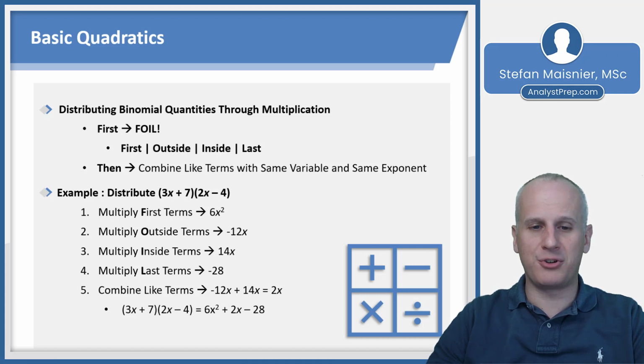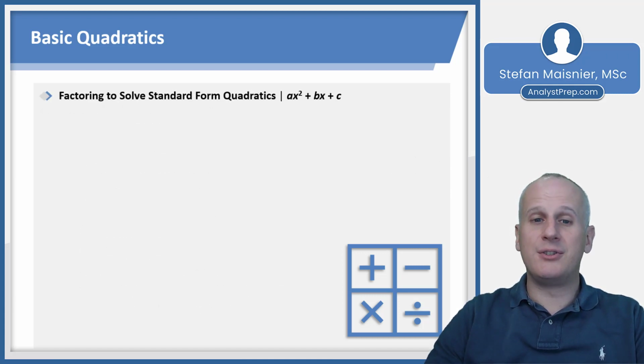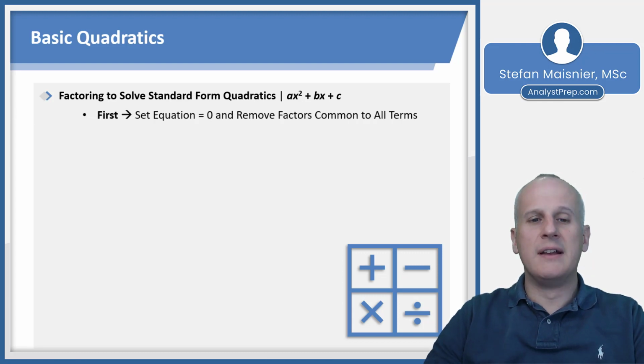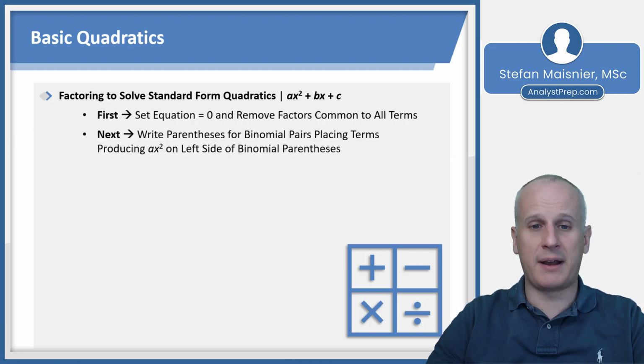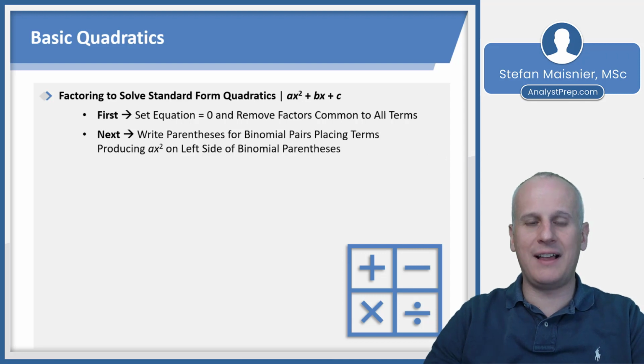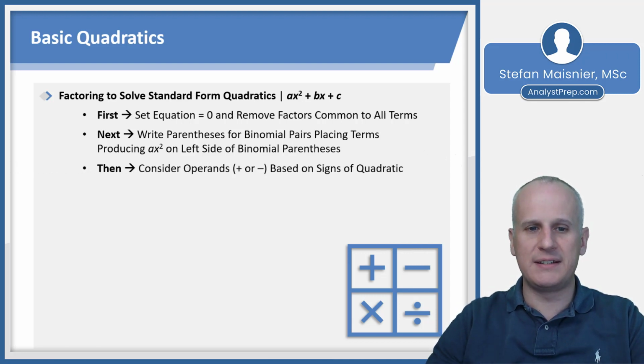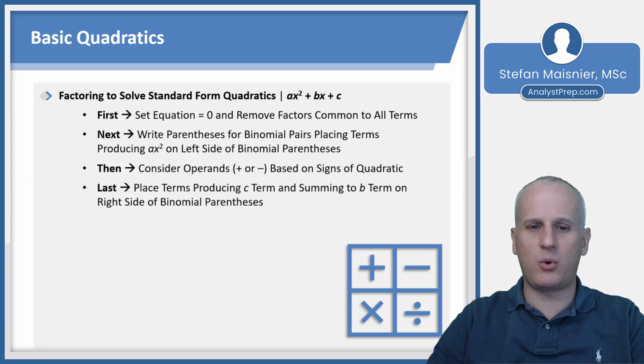Now, to solve standard form quadratics, you're going to have to do what is known as factoring. First, you have to set the equation equal to 0. That is just the way that it works, and you're going to remove factors common to all of the terms, basically by dividing them out. Then you're going to want to write parentheses for your binomial pairs, placing the terms producing the ax squared on the left side of each of the binomial parentheses. Then you're going to consider the operands, meaning plus or minus, in those binomials based on the signs in the quadratic.